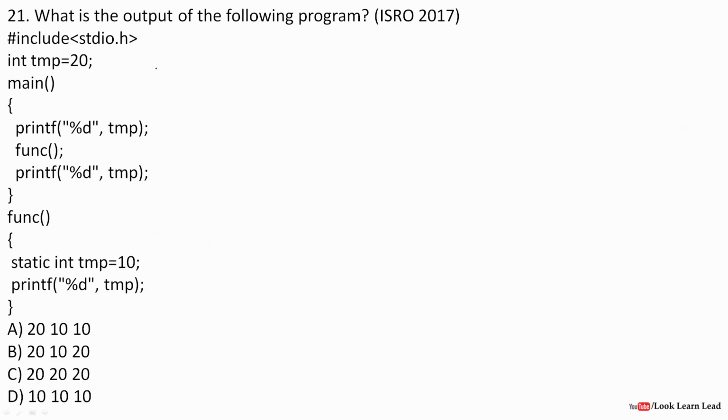What is the output of the following program? So okay, we have temp 20. It has been initialized. Printf temp. The first time 20 would be printed, because we haven't made any change. So option D has been cancelled.